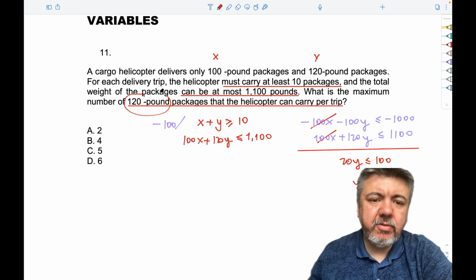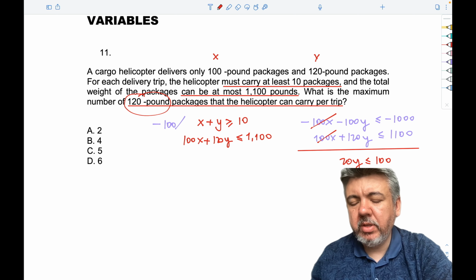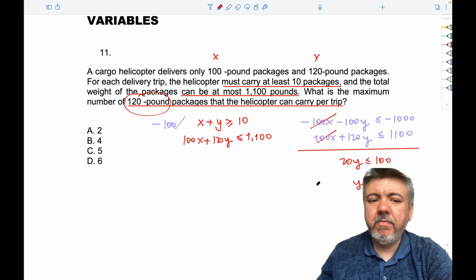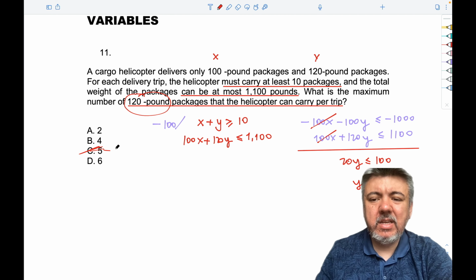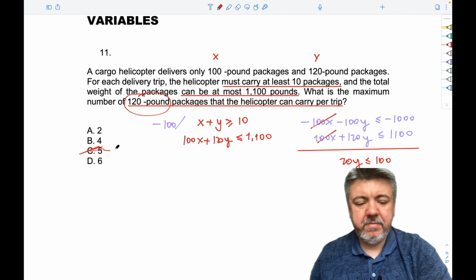The number of 120 packages maximum. So its maximum value is 5. The number of 120-pound packages is maximum 5.